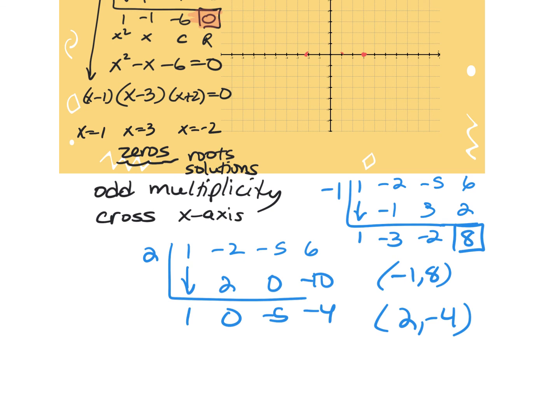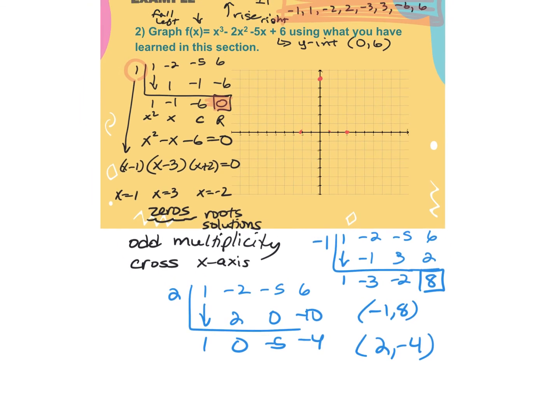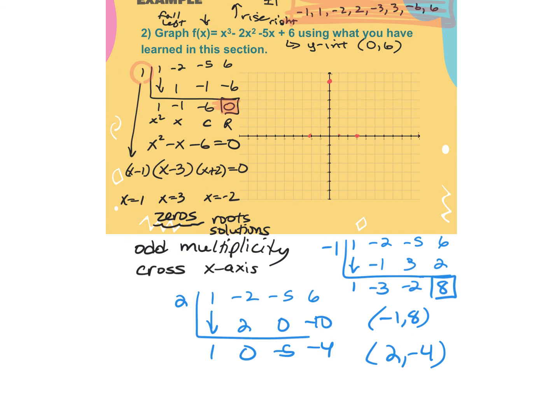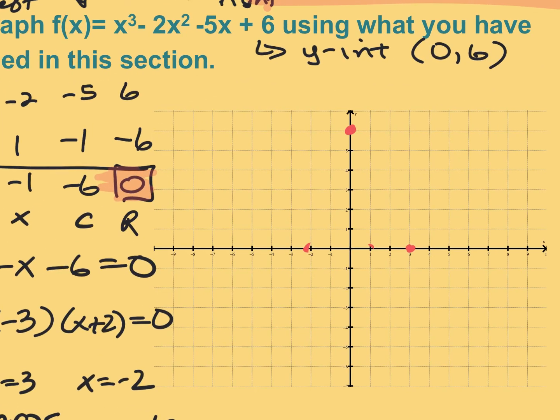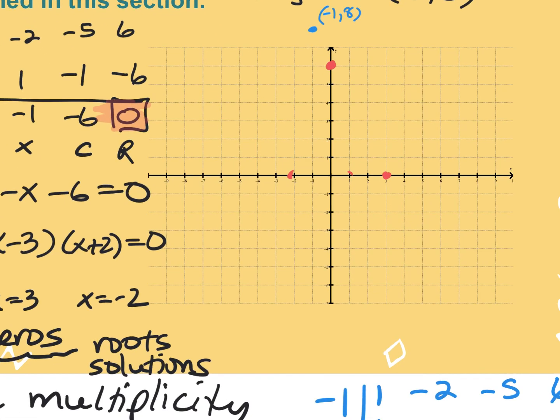So now I'm going to graph these additional ordered pairs. So (-1, 8), it's going up above my y-axis or my y-intercept. So it's up here. So this is the ordered pair (-1, 8). And then I also have to put in (2, -4).